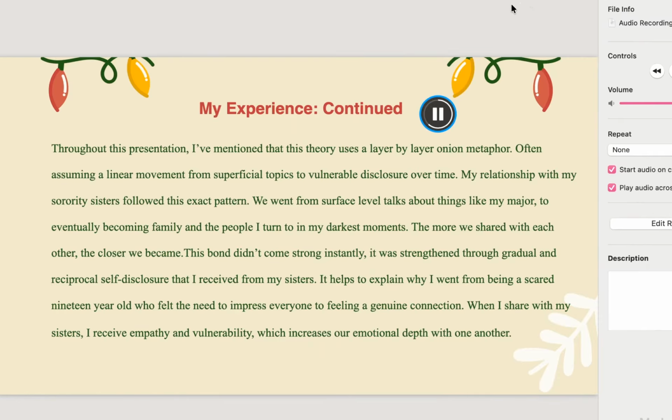And the more that we shared with each other, the closer we became. Although, like I said, this bond didn't come strong instantly, and it was strengthened through gradual and reciprocal self-disclosure that I received as well. And it definitely helps to explain why I went from being this very scared, timid 19-year-old who felt the need to impress everybody to feeling a genuine connection with these girls.